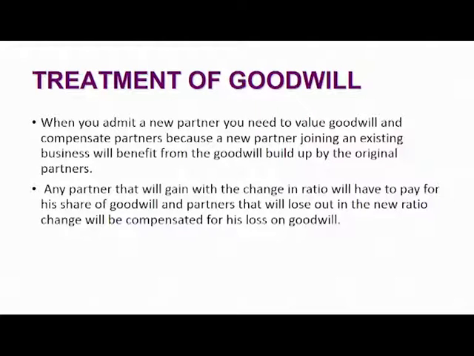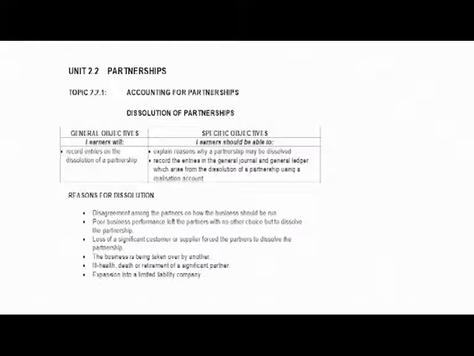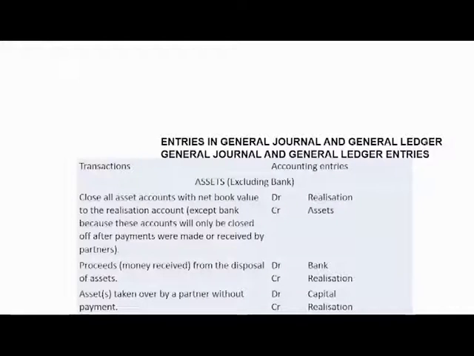When you admit a new partner, you need to value goodwill and compensate partners, because a new partner joining an existing business will benefit from the goodwill built by the original partners. Any partner that will be given a change in the ratio will have to pay for this share. It's just a repetition. Okay.